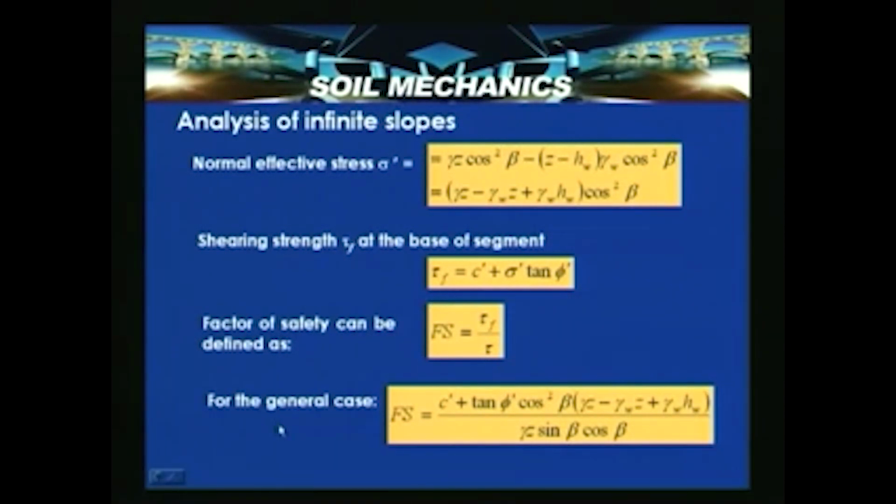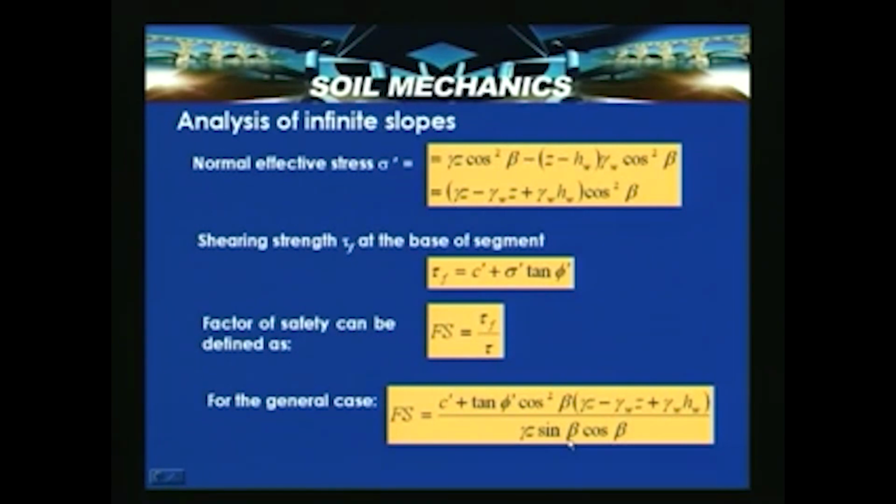Substituting now for the general case, we can write the expression for the factor of safety as c dash plus tan phi dash into cos square beta into gamma z minus gamma w z plus gamma w h w, divided by gamma z sin beta cos beta, which is the disturbing shear stress that we calculated in the previous slide. So, with this we have a generalized expression.